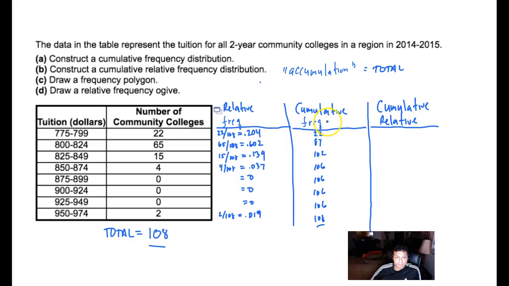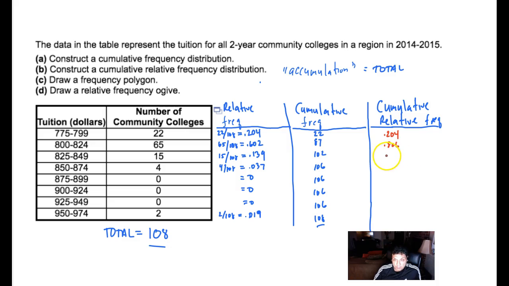This is cumulative frequency. And then for cumulative relative frequency, it's the same idea. It's the accumulation of the percents, or these decimals. And so it's going to go in here. For the first one would be 0.204. And then the next one is we add 0.602 more, or 60 more percent. So this would just be 0.806. We're accumulating. We're looking at the total percent up to this point. So now 80% of the colleges are within these first two groups.